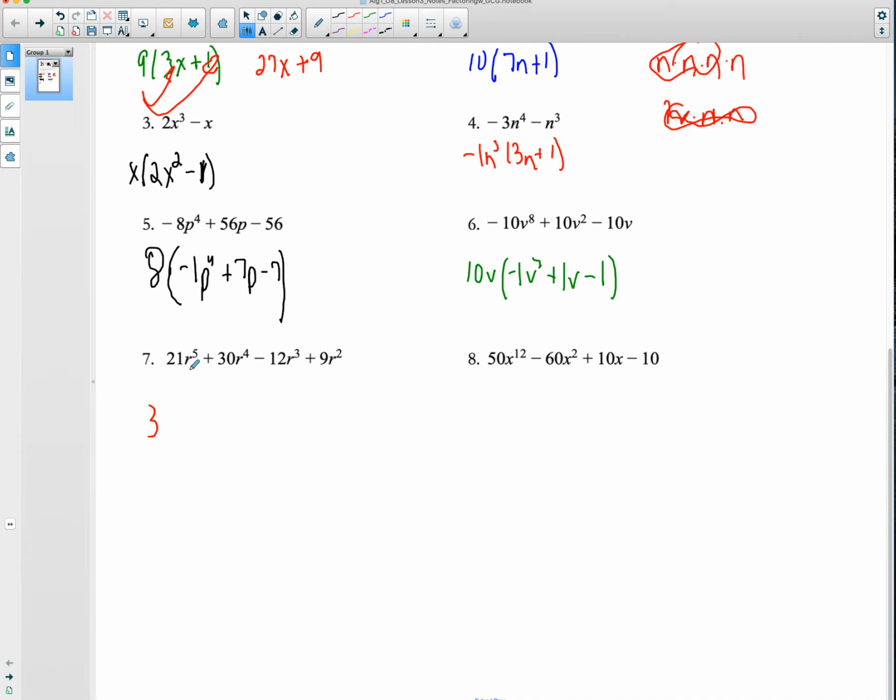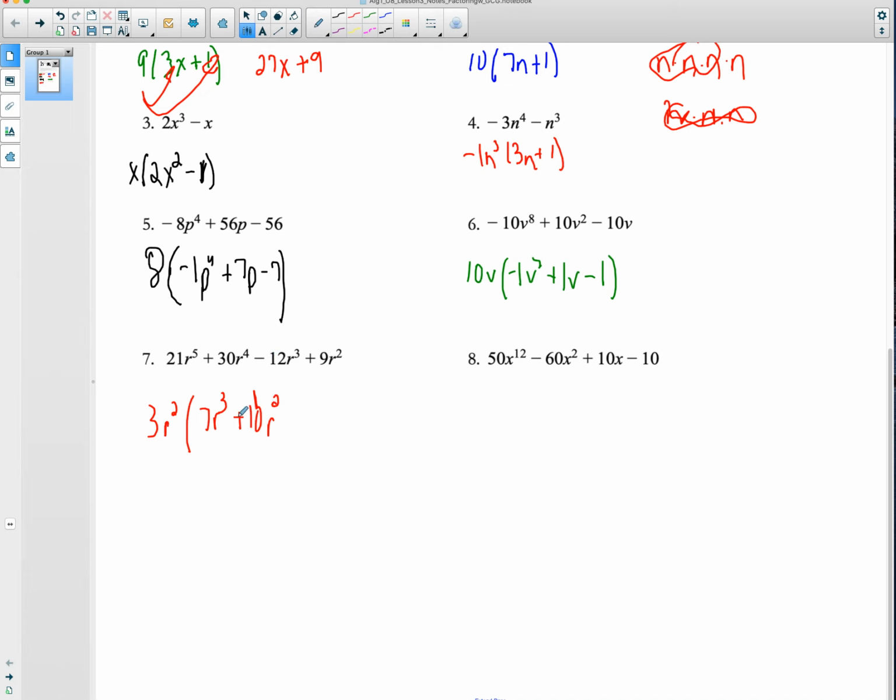Now, I'm going to look at all of my variables. I have 5 r's, 4 r's, 3 r's, 2 r's. So what is common to everything would be 2 r's. So I'm going to take out r squared. Now we have to figure out what's left in each group. 21 divided by 3 is 7. R to the 5th, and we took out 2 r's, would leave us r to the 3rd. And then 30 divided by 3 is 10. And then r to the 4th divided by r squared is r squared.